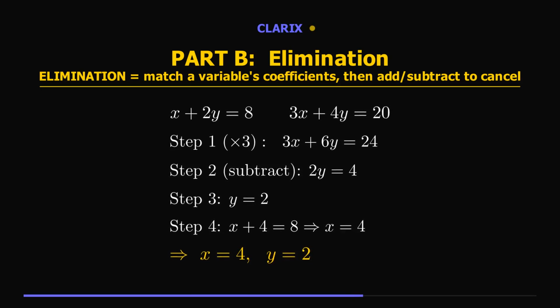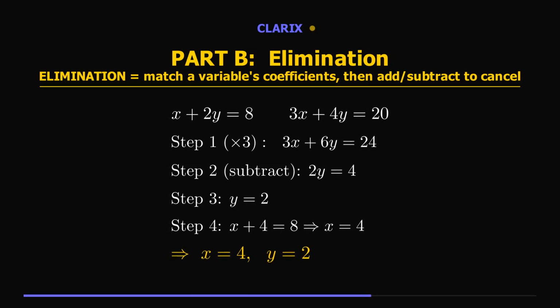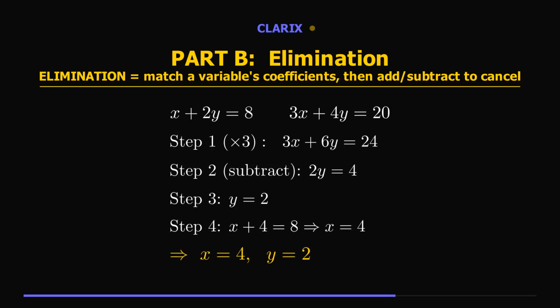Step 1. Make the x coefficients match. Multiply equation 1 by 3. That gives 3x plus 6y equals 24. Step 2. Subtract equation 2 from it. 3x minus 3x is nothing. 6y minus 4y is 2y. And 24 minus 20 is 4.